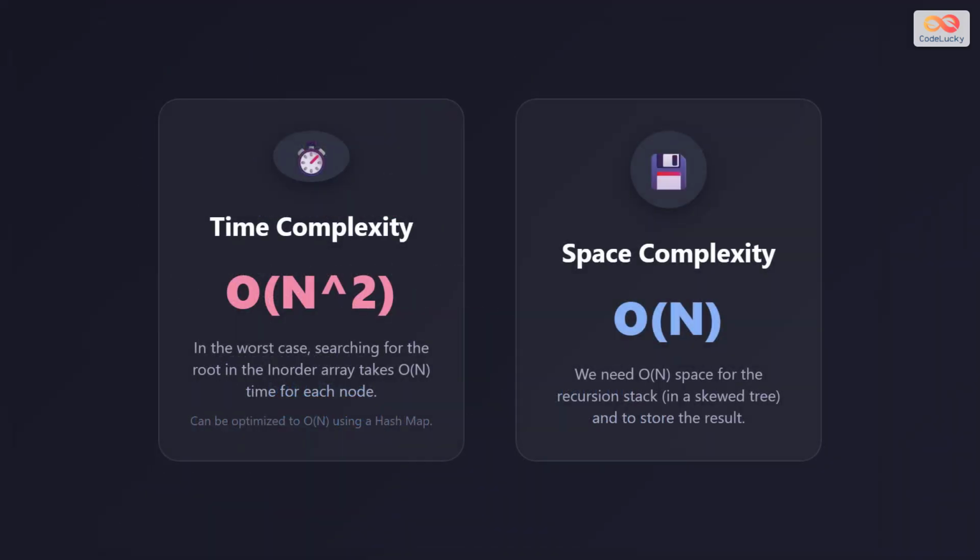Let's discuss efficiency. The time complexity is big O of n squared in the worst case, because for every node, we might search the entire inorder array to find the index. However, we can optimize this to big O of n by using a hash map to store the indices. The space complexity is big O of n due to the recursion stack and storing the result.